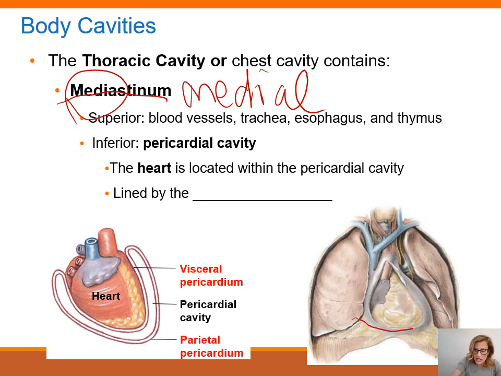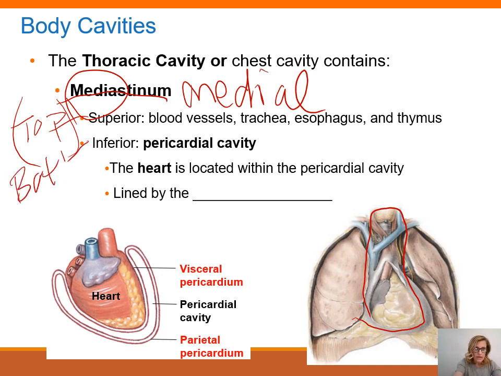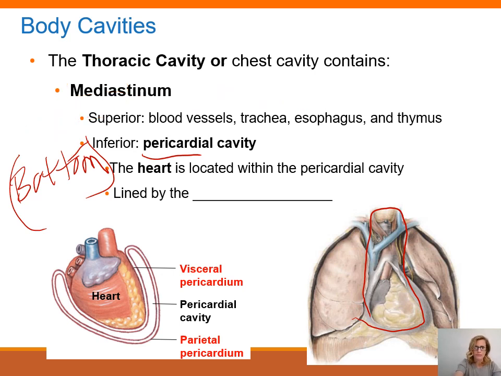So this area here in between the lungs is referred to as the mediastinum. Now, the superior mediastinum, superior being the top, has a lot of random structures passing through it. And then the inferior portion, or the bottom of the mediastinum, houses the pericardial cavity. So let's quickly talk about the superior mediastinum, and then we'll talk about the pericardial cavity.